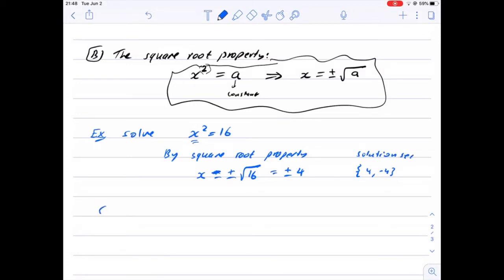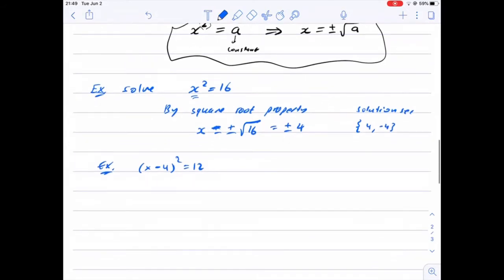Sometimes we have more complicated expressions, but we still can use the square root property. So we can use it for this type of problems. For example, x minus 4 all squared equals 12. So we can look at this. We need to get rid of the square here. So we write this without the square, but we replace this with plus or minus the square root of the right hand side. The right hand side is 12.